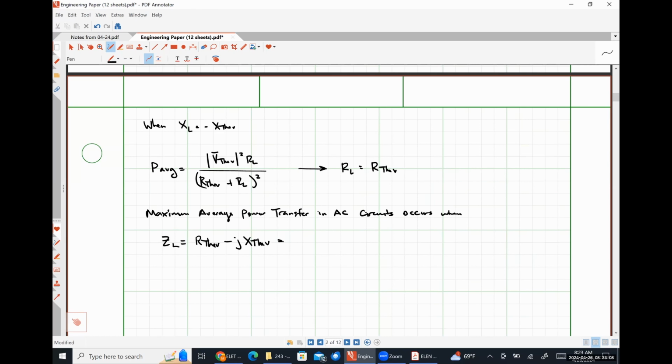What is R Thev minus j X Thev? So what's R Thev plus j X Thev? That's what we called Z Thev earlier. When we change the sign on the imaginary part, what's that called? Complex conjugate. So this is nothing more than the complex conjugate of the Thevenin impedance of the system. So Z Thev conjugate.